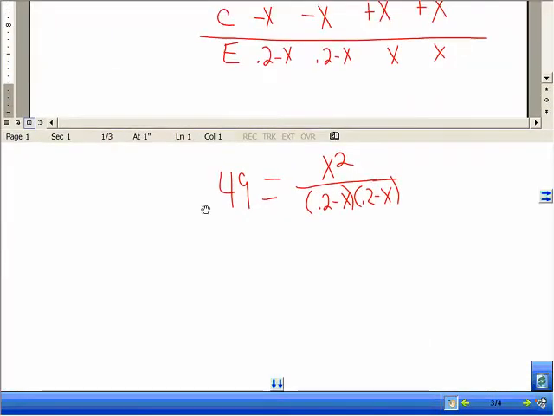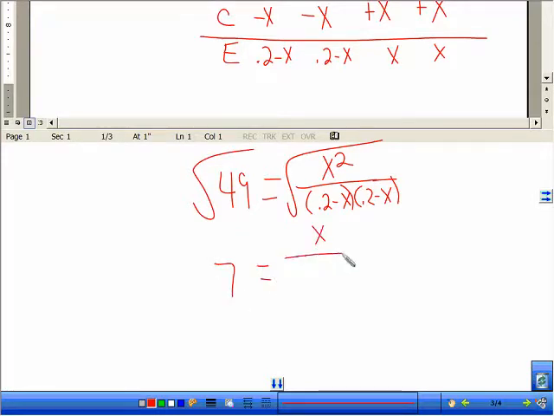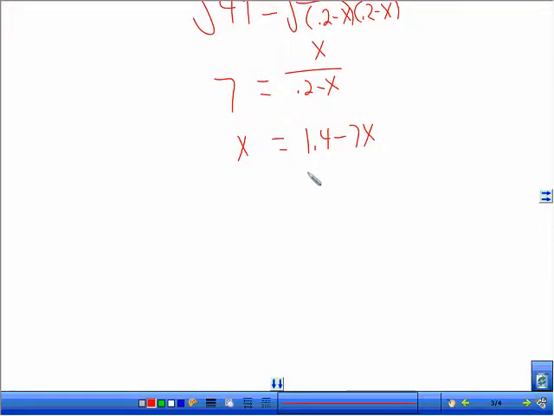And the reason it can be worked without the solver is because you've got a square on top and a square on bottom. You could actually take the square root of both sides, and this would be 7. And this would be X over 0.2 minus X. And now you could actually cross multiply and solve. Get X on this side, 1.4 minus 7X. And then you could combine your like terms by adding a 7X over here, which is going to make 8X, 1.4. You would divide by 8, and you're going to find out that X is 1.175.